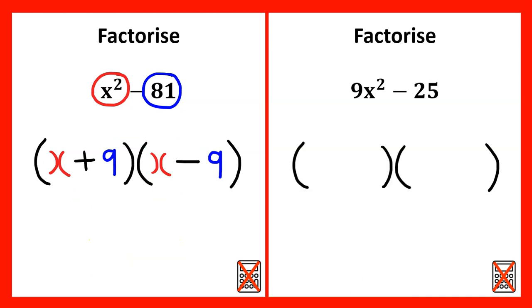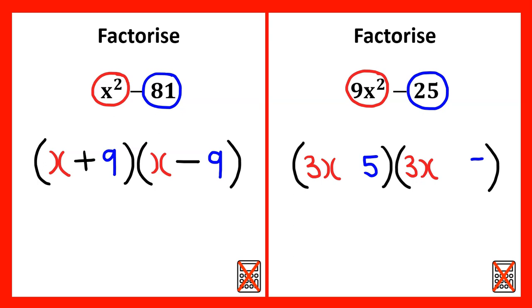On to the second question. The way we'll get 9x squared is by square rooting and having 3x and 3x in each of the brackets. And 25 is a result of doing 5 squared, or 5 multiplied by 5. One is plus and one is minus.